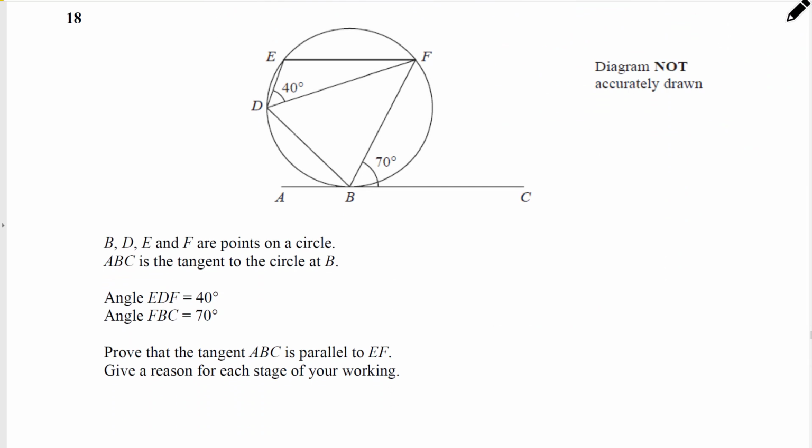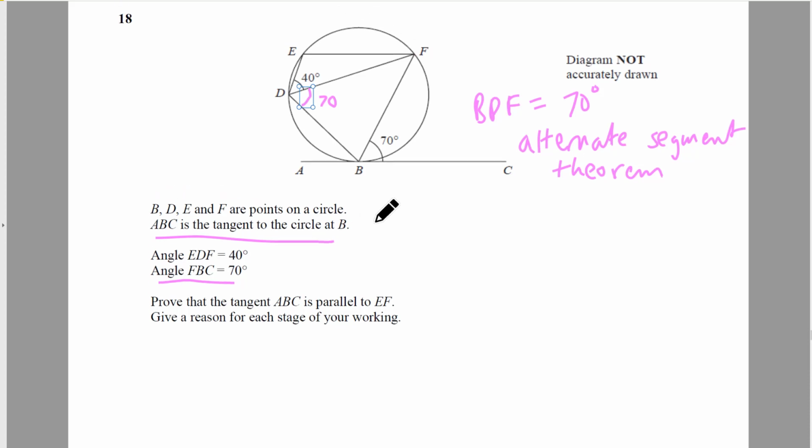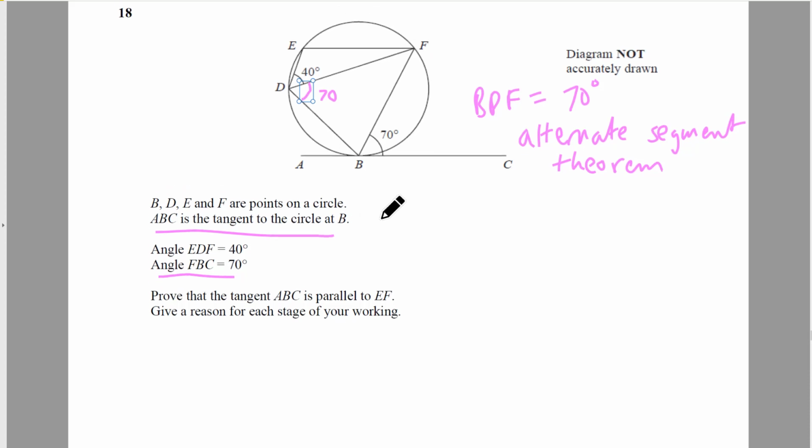Question 18 is circle theorems. Okay, so we've got to use our circle theorems. This is question 18, so it's going to be a bit more challenging than if it appeared sooner. So angle BDF equals 70 degrees from the alternate segment theorem, because that's 70 and that's 70.